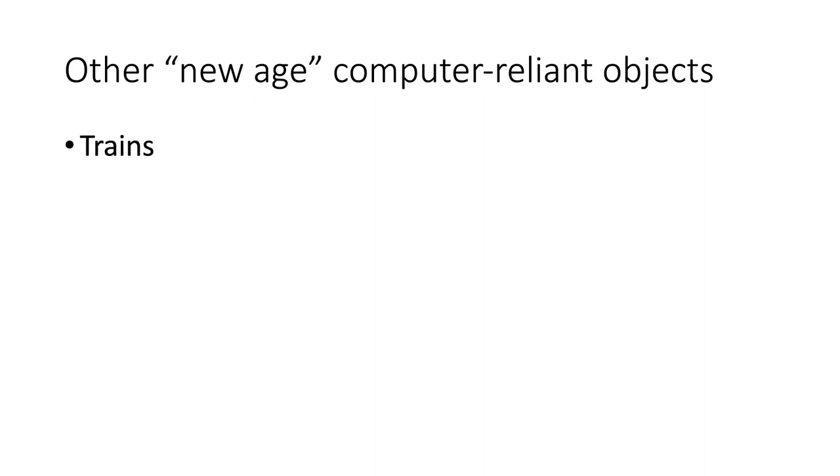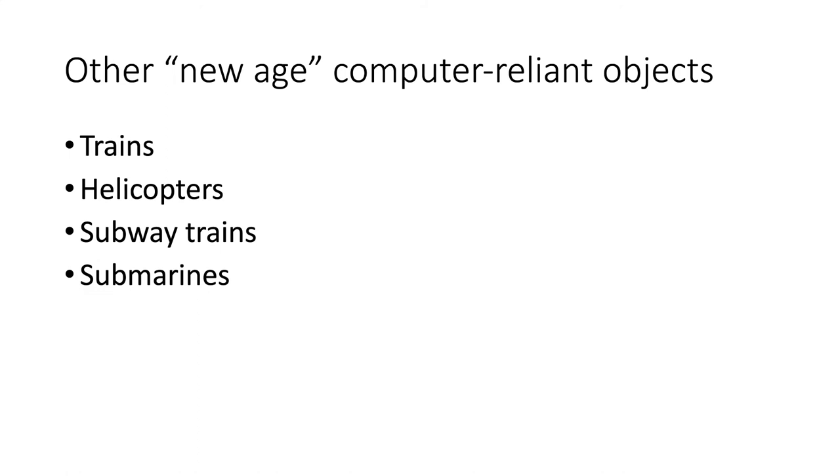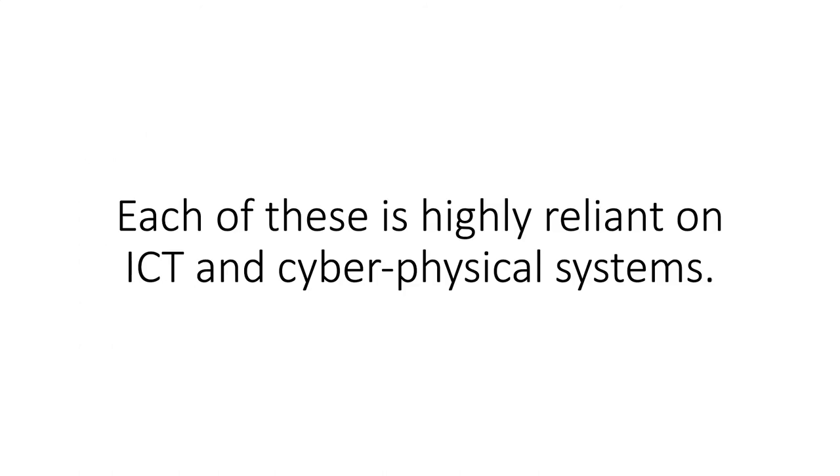Trains. Have you been on a train lately? Those are highly computerized. Helicopters. The new helicopters have a lot of cyber-physical systems and ICT. Subway trains are highly computerized. Submarines. If you're in the military, you're going to see that those are very highly computerized. Drones. Whether we're talking about the small handheld drones or the larger ones used by the military, those are highly computerized. And even military tanks are computerized. Each of these is highly reliant on ICT and cyber-physical systems.